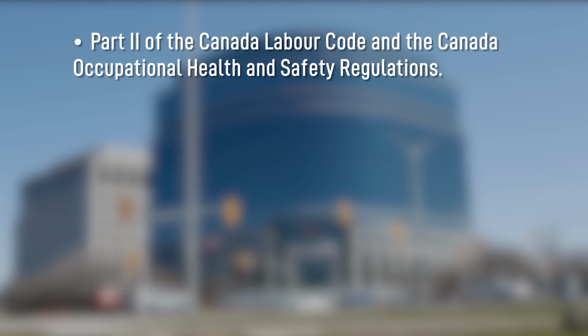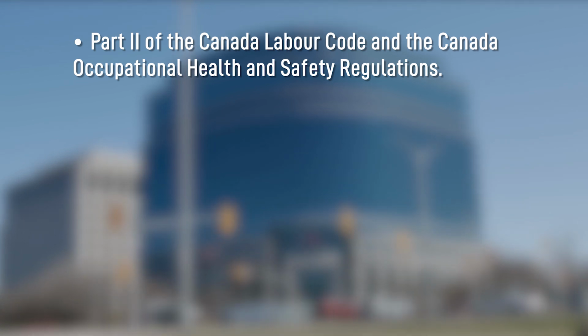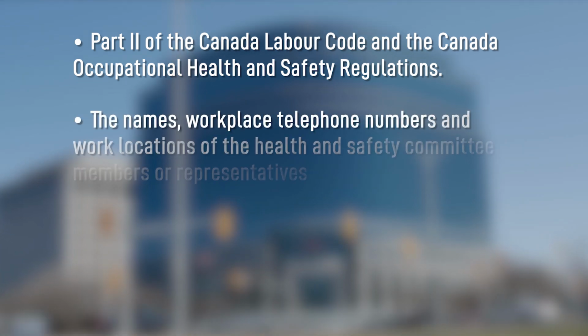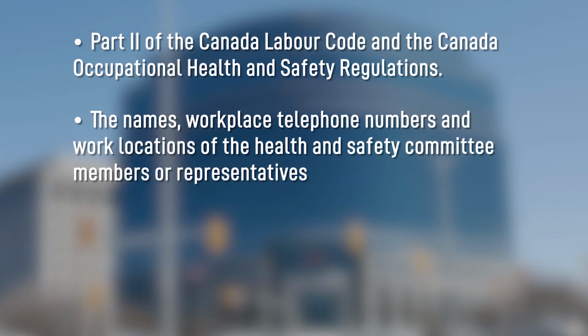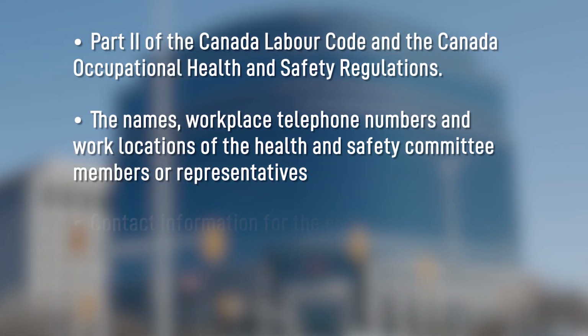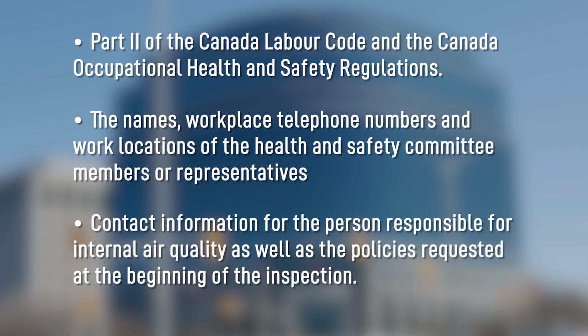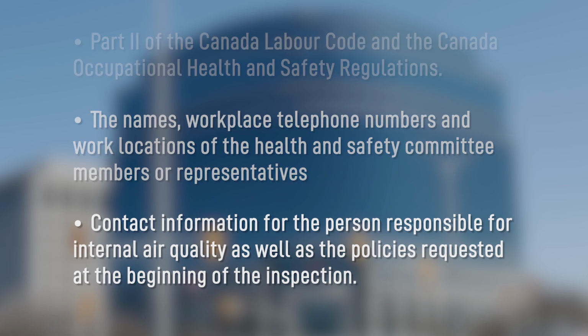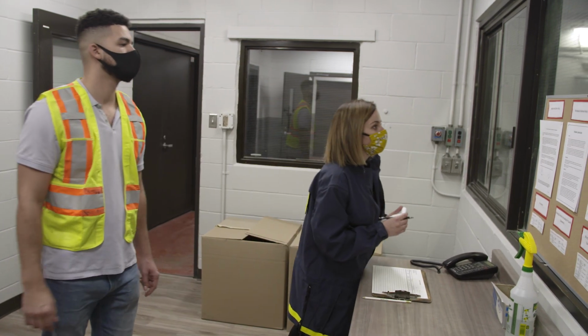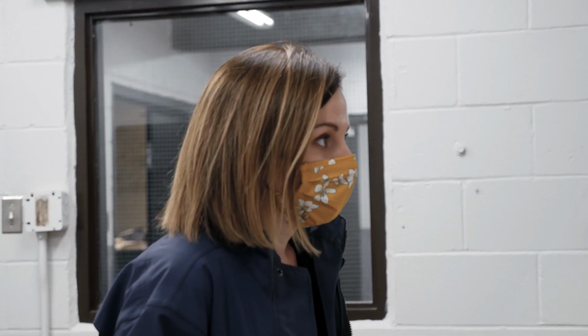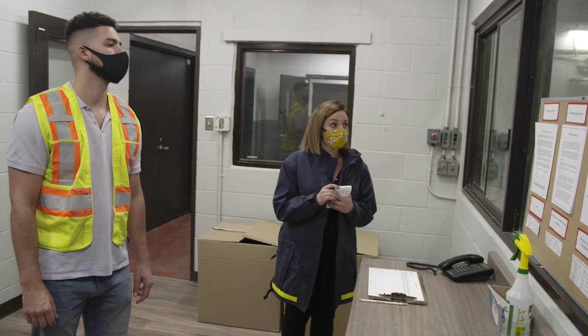Under the Canada Labor Code and its regulations, employers also have administrative duties. Employers are obligated to provide Part 2 of the Canada Labor Code and the Canada Occupational Health and Safety Regulations, the names, workplace telephone numbers, and work locations of the Health and Safety Committee members or representatives. Contact information for the person responsible for internal air quality, as well as the policies requested at the beginning of the inspection. All this information must be accessible, posted on the company safety board, available electronically and in print upon request.